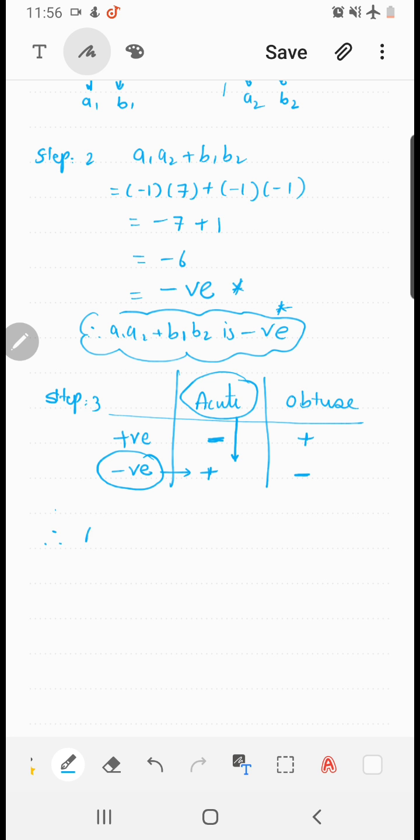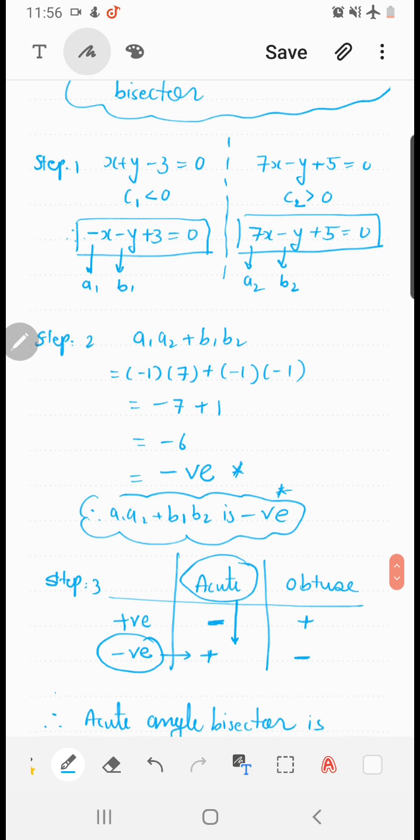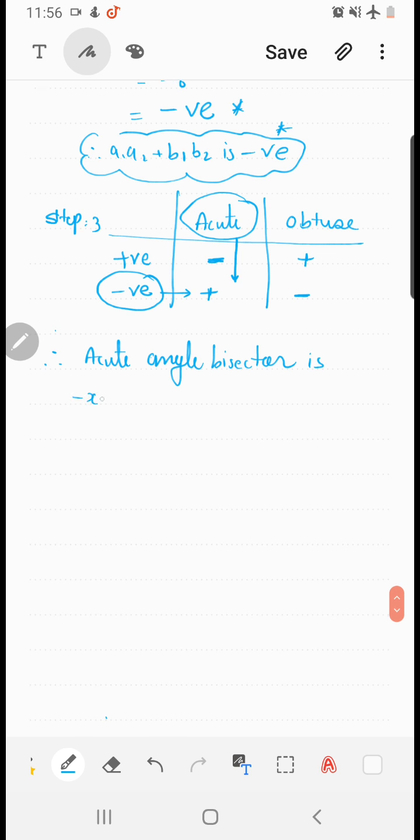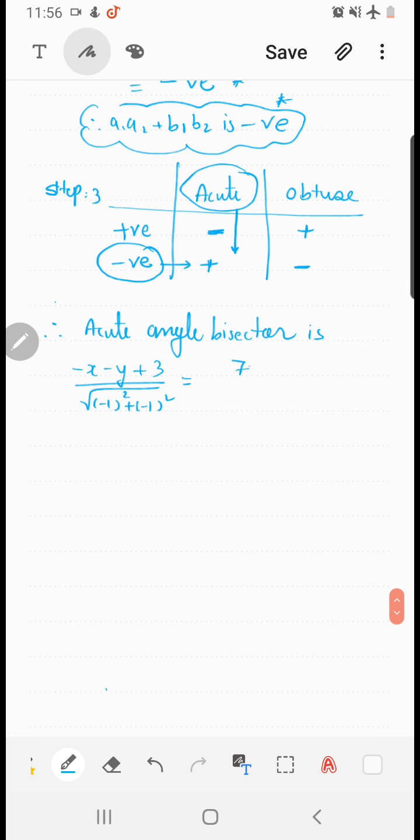And therefore, can I say the acute angle bisector is, let's take the equations from step number 1, which says (minus x minus y plus 3) upon under root of the sum of the squares of the coefficients is equal to, let's say the second equation, which is (7x minus y plus 5) upon under root of 7 square plus minus 1 square. Now the most important part, which sign should I go for? As the table suggests, I should go for the positive sign. So let us simplify this.